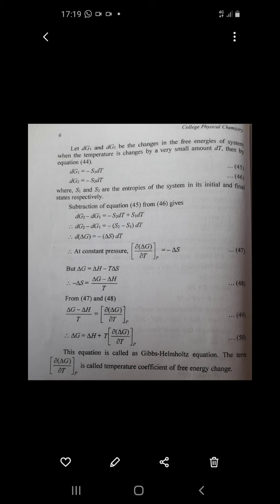Okay. So on the basis of these equations, we will solve some important problems in the next video lecture, that is, next time. Okay.